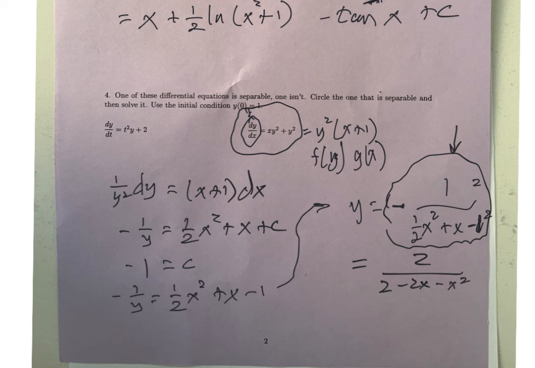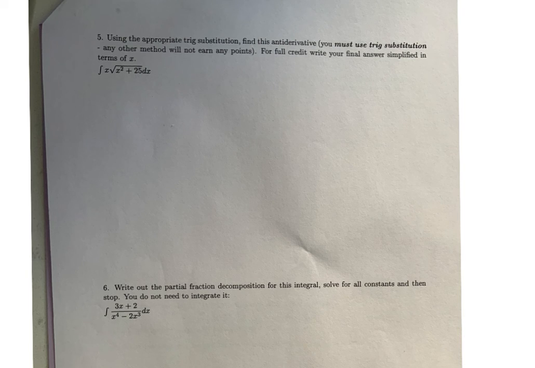So let me pause again and I'll load page 3. All right, problem number 5, page 3. Using the appropriate trig function, find the antiderivative shown. And in bold, you must use, and italics, must use trig substitution. Any other method will not earn any points.